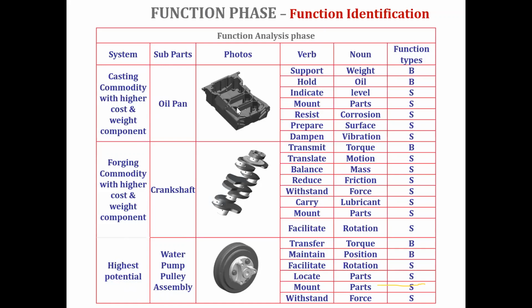Now, I told you that you need to go for a random function, which is nothing but, what is the function of the oil pan? It supports weight. It also holds oil. It also indicates the level of the oil. It also helps to mount the part, and it also resists corrosion, because it is made of casting and corrosion can happen. It also helps in preparing the surface and dampening the vibration.